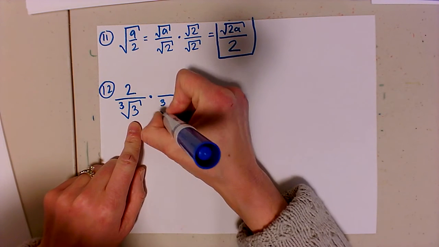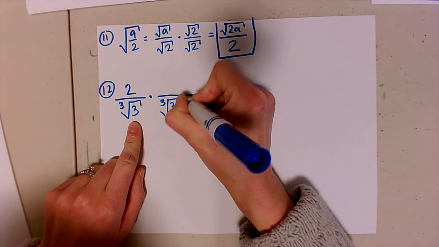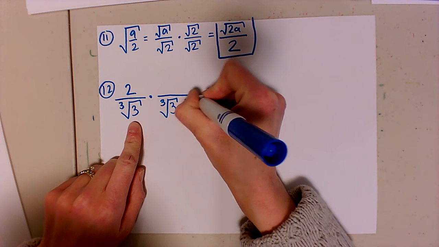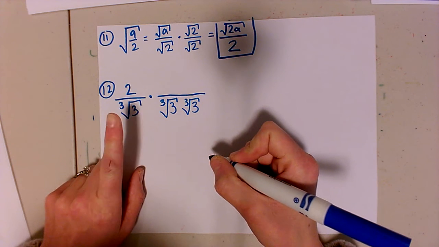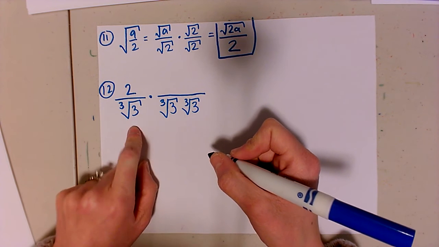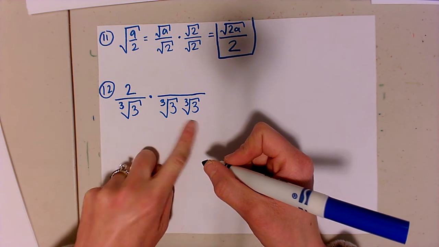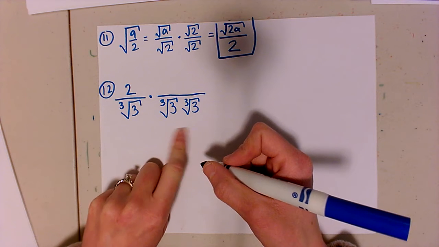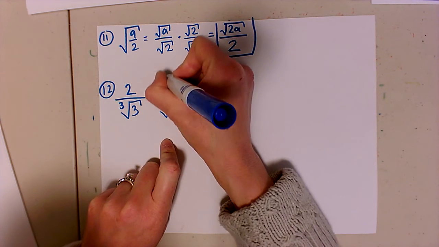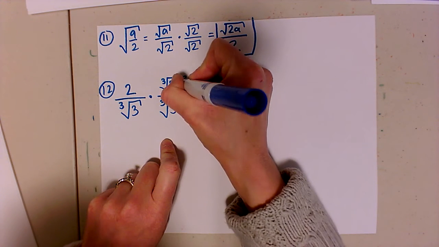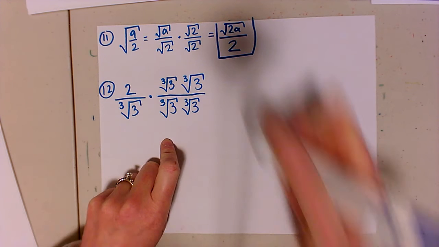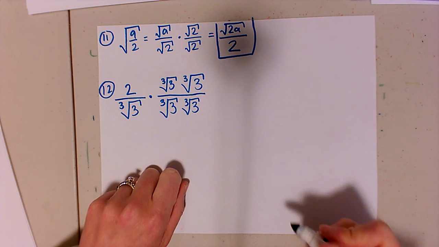So I'm going to need cube root of 3, cube root of 3. So I have 3 cube roots, 1, 2, 3, right? So I started with 1, I need a total of 3 to get it to cancel, so I needed 2 more. So that's why I have 2 of them here. And so we've got to do the same thing in our numerator.